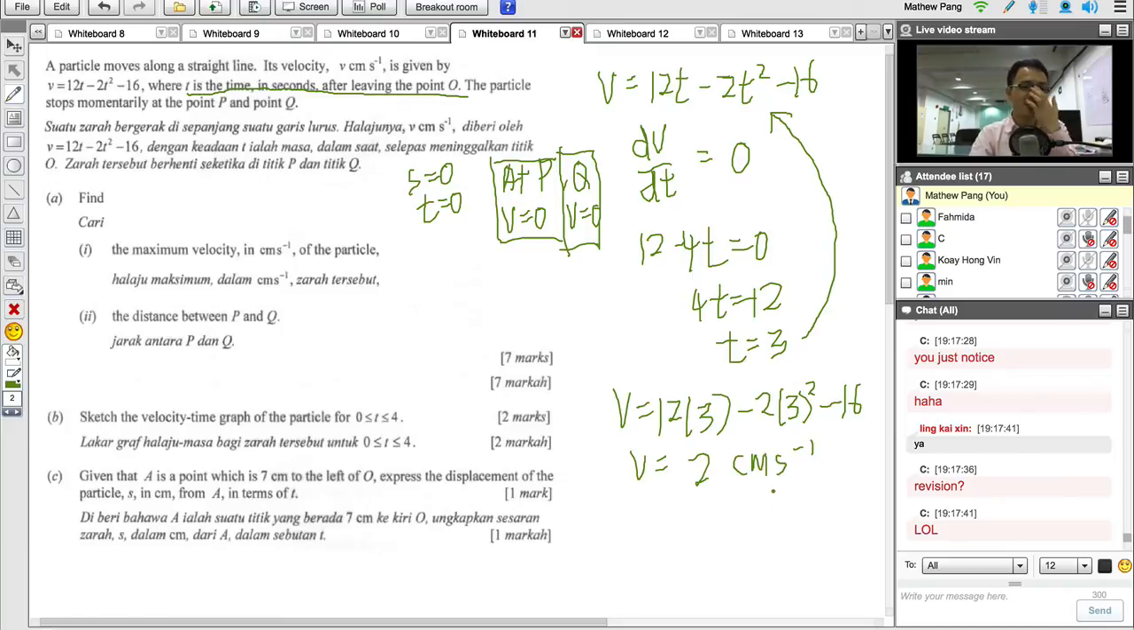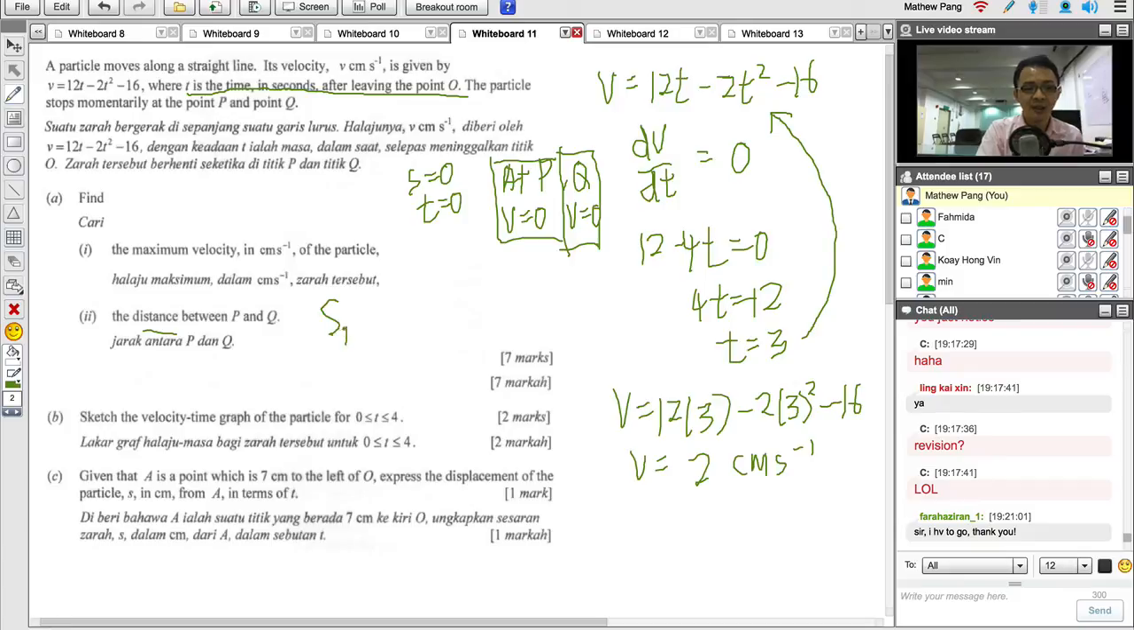Alright, this is how we find the maximum. First, maximum velocity means differentiate v and set it to 0, because maximum and minimum both give 0, and then you just solve it. You get 12 minus 4t, and then solve it to get t equal to 3. Substitute back into the velocity equation. It's simple. Then you need to find the distance for P and Q. That's why we have the information that velocity equals 0 at P and Q. So we have to find the displacement for P, and we also need to find the displacement for Q.